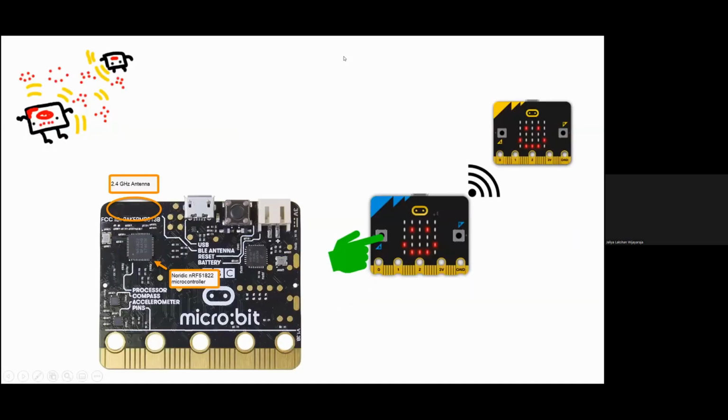Okay, so if you have a device, you can see that there is a small little antenna over here. So that's a 2.4 gigahertz antenna, which we can use to communicate with two or more microbit devices. Use our MakeCode application to communicate with other devices. Okay, so then shall we go to our working environment?